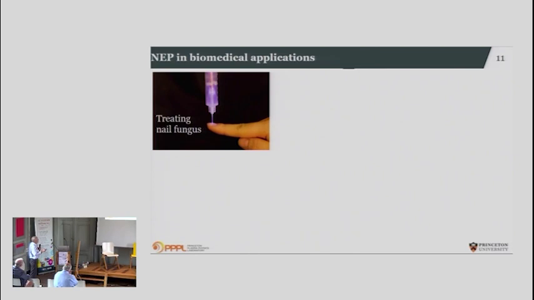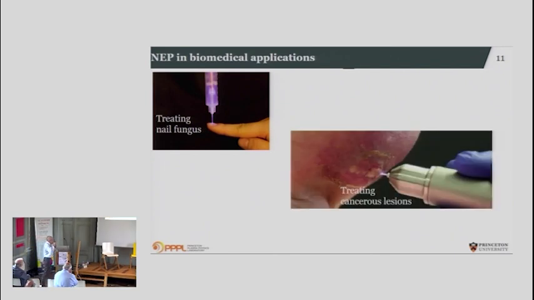This is the finger of a former postdoc of mine at Berkeley, and she was using a helium plasma jet device. She didn't have nail fungus, but this was just for illustration. It turns out these plasmas can be used for treating toenail fungus. Another application, and I'll talk a bit more about that today, this is a helium plasma jet. This is an argon plasma jet. This is from a team in Greifswald, Germany that I work with, where they use these jets to treat cancerous lesions, head and neck cancer lesions. I'll talk a bit about that. So this is, of course, a huge area.